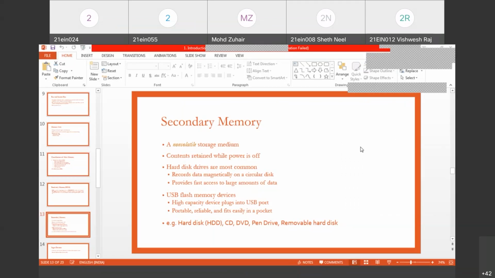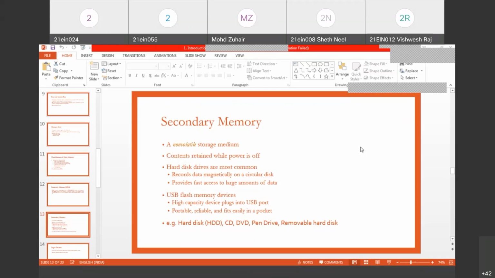Power off, and all the data that was there is lost. Non-volatile means the data is stored in the hard disk. We switch it on or switch it off, the data is there. Okay, the context is clear. If I have stored any study material in my hard disk, it doesn't matter if I switch the system on or off, it would be there in the hard disk. So content is retained while power is off.